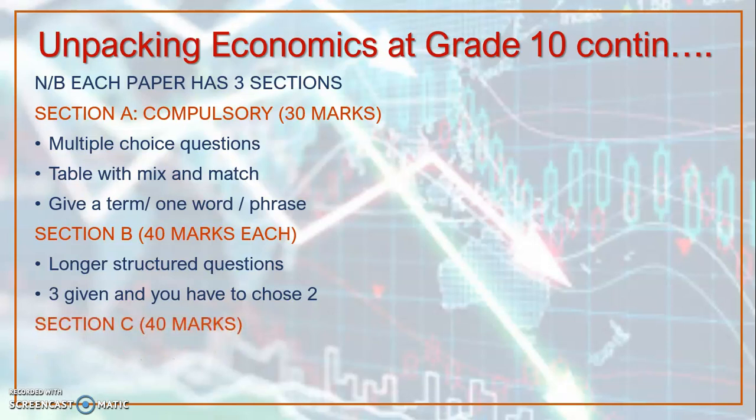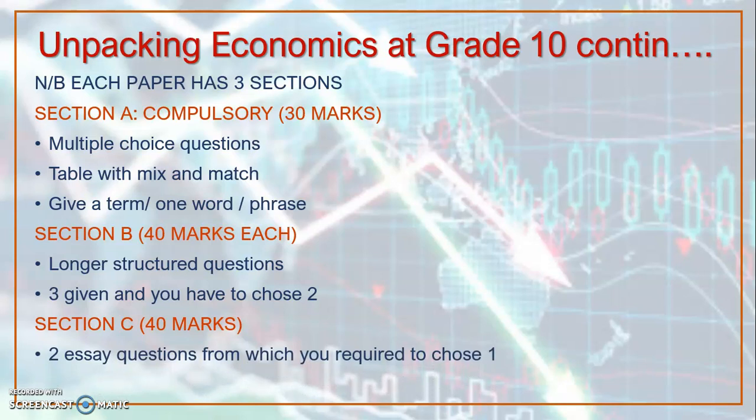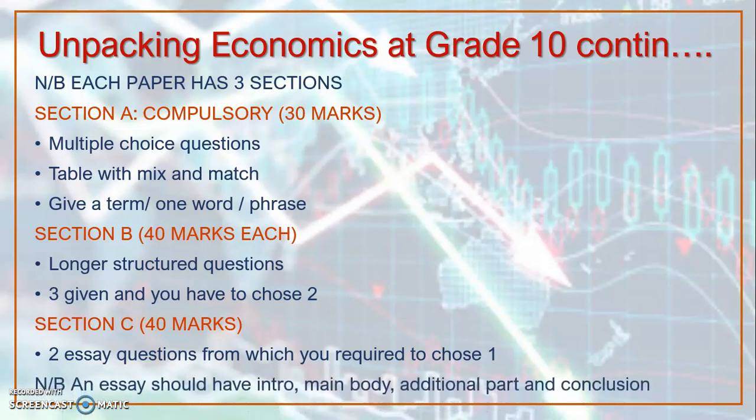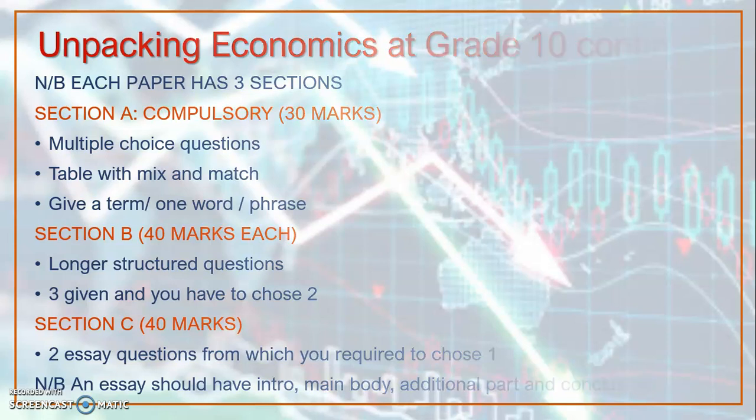And then we've got section C. Section C, these are essays. I'm going to workshop you guys on how to write an economics essay. Don't worry about that. You are given 2 essays, and from the 2 essays, you are required to choose one. So that is exciting. Your essay would need to have an intro, main body, additional part, and also a conclusion. Don't worry, we are going to have a week that is dedicated to workshopping you guys on how to write essays. It's very exciting because it carries 40 marks in the final exams, so you need to be comfortable with writing essays.